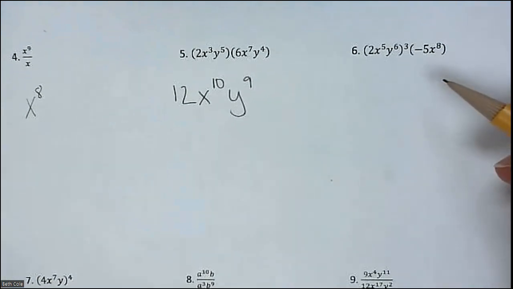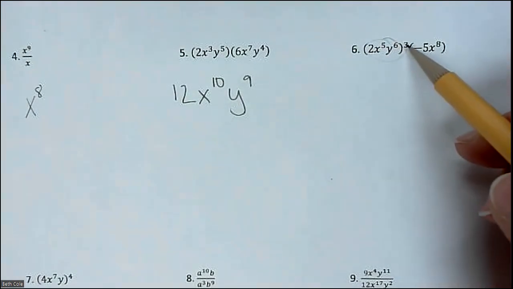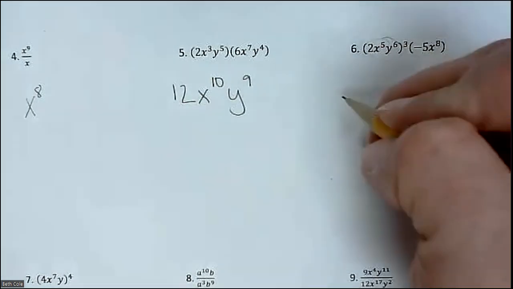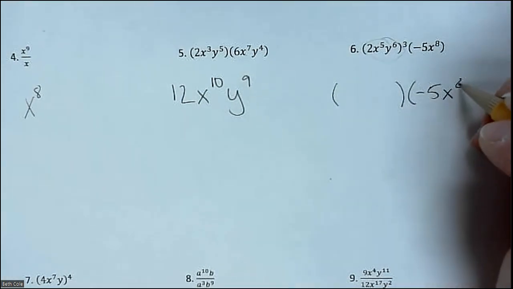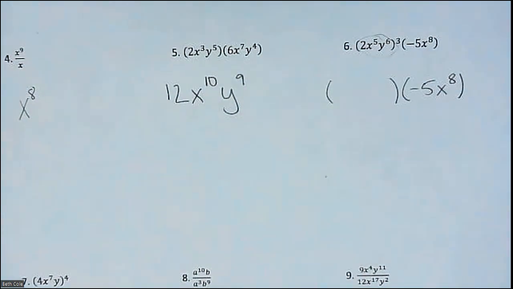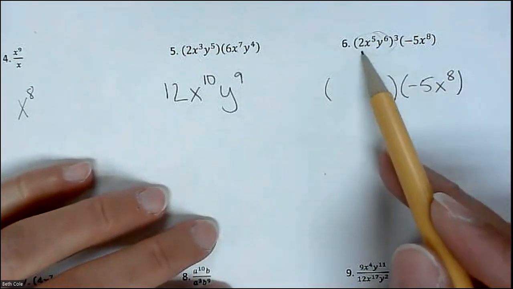Now this one is going to have 2 steps. I know, 2 whole steps. Do you see how this whole thing is to the 3rd? You have to do that first and then multiply it by the negative 5x to the 8th. We're going to do that first part first and then do the same thing that we did here. So take all of these to the 3rd.